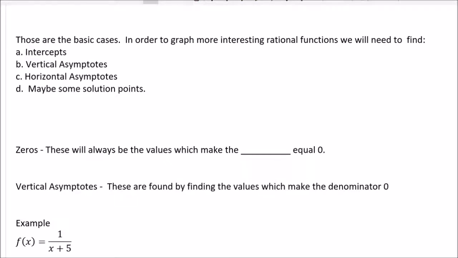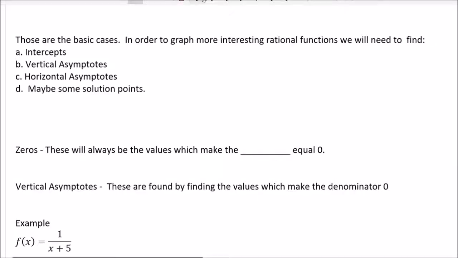All right, so those are the basic cases. For us today, we're going to be graphing ones that are a bit more interesting. In order to do that, we'll need to follow these steps. We'll need to find all the intercepts. We'll need to find the vertical asymptotes, and the horizontal asymptote, although that should be singular. There will never be more than one. And we might also find some solution points.